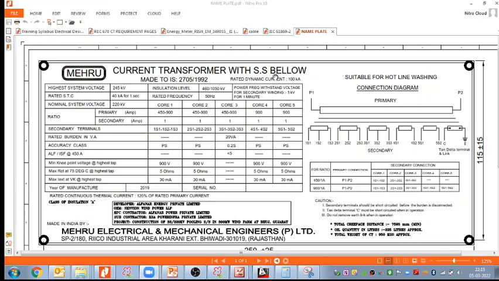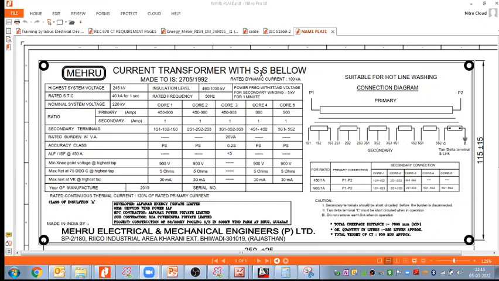So if we do not provide the bellow, when the oil is expanding its volume, the CT may get damaged. So in order to balance this oil expansion in the event of heat, this bellow balances the pressure and the CT will not be damaged. That is why an oil-filled CT is provided with the bellow, to balance the oil expansion or contraction, both, and that keeps the oil tight. Right, now I think that's clear, Shivam.